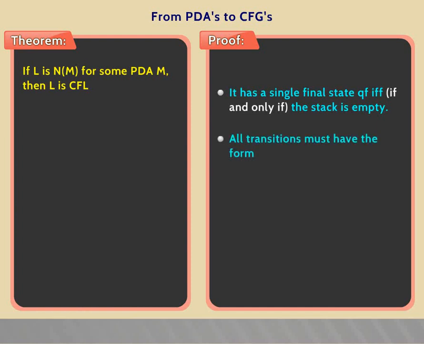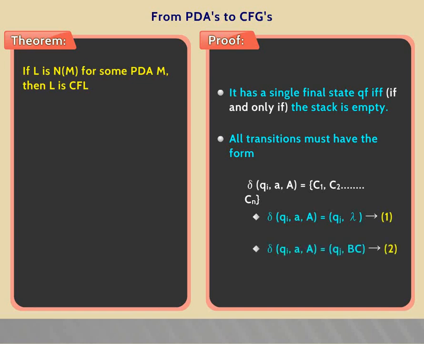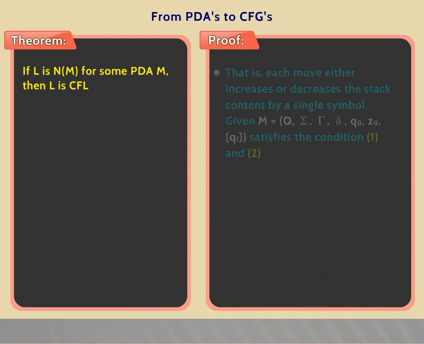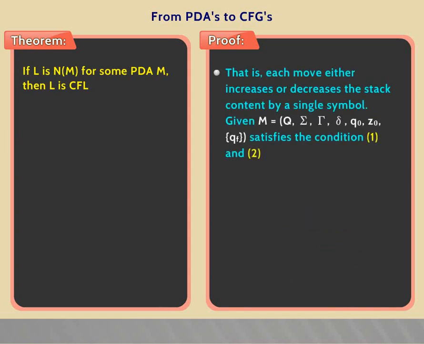All transitions must have the form δ(qi, a, A) = (qj, C1 C2 ... Cn), where δ(qi, a, A) = (qj, λ) provides condition 1, and δ(qi, a, A) = (qj, BC) provides condition 2. That is, each move either increases or decreases the stack content by a single symbol.